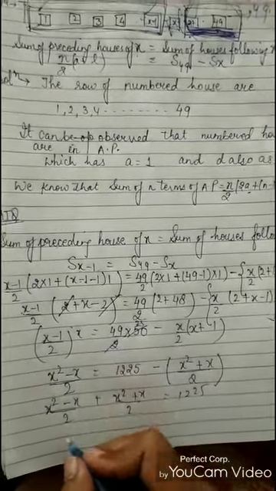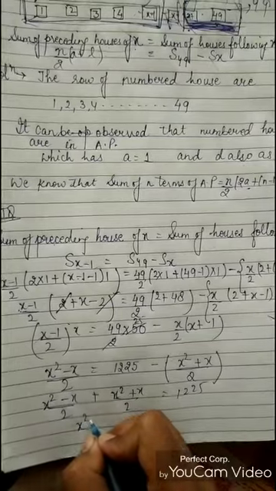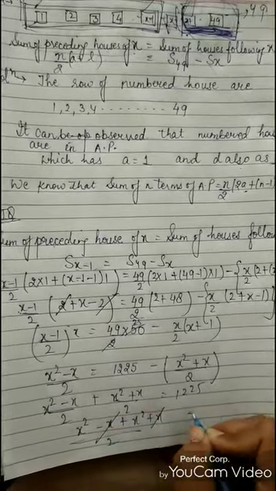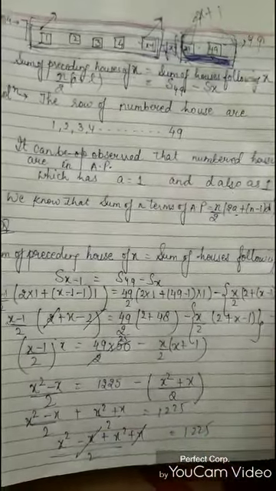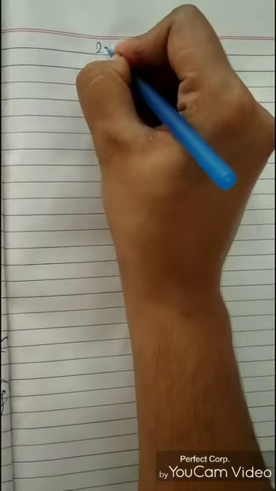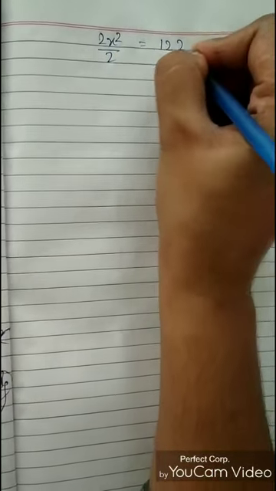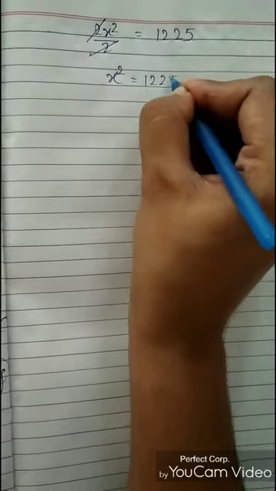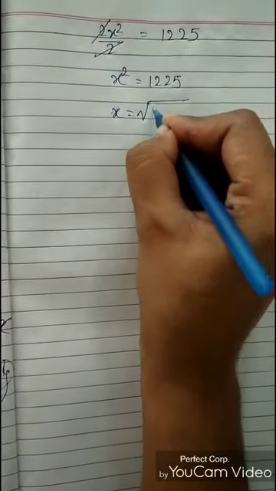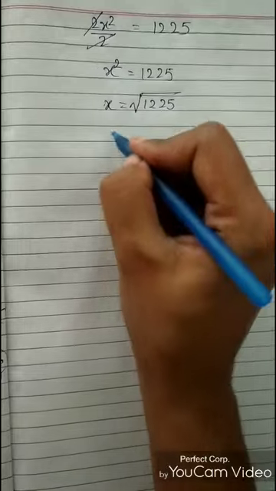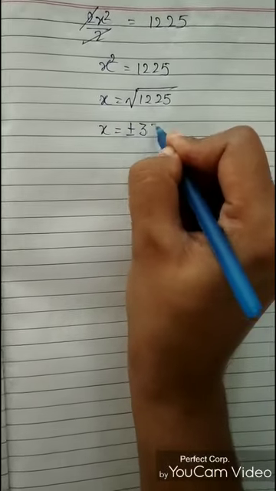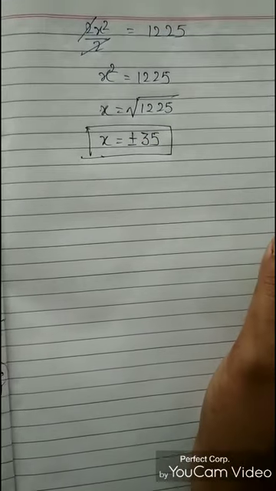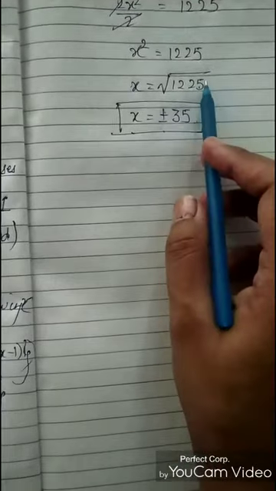On solving this, we'll get (x square minus x plus x square plus x) upon 2. These two got cancelled, is equal to 1225. So after this, it will be 2x square upon 2 is equal to 1225. 2 got cancelled, so x square is equal to 1225. So the value of x will be under root 1225. So square root of 1225 is plus minus 35. I have told you whenever we take the square root of any number, we have to represent that number with positive and negative sign both, because square of positive number is also this and negative number is also this.